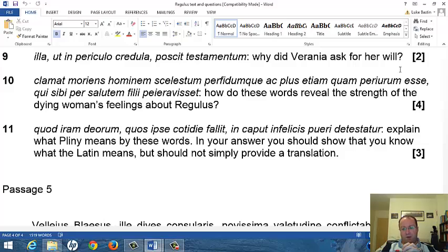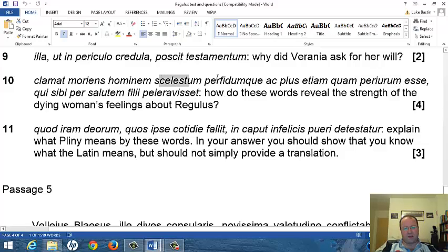Okay, how do these words reveal the strength of the dying woman's feelings about Regulus? Well, there's many things you could mention here. Clamat, she's not just talking, she's shouting them out, so highly emotional. She doesn't bring herself to mention his name. She's calling him hominem, so she's so angry she can't bring herself to even mention his name. This is a very vivid piece of vocabulary. Scelestum, wicked. Perfidum, again, is very vivid, treacherous. Peiurum, perjurous, somebody who swears false oaths.